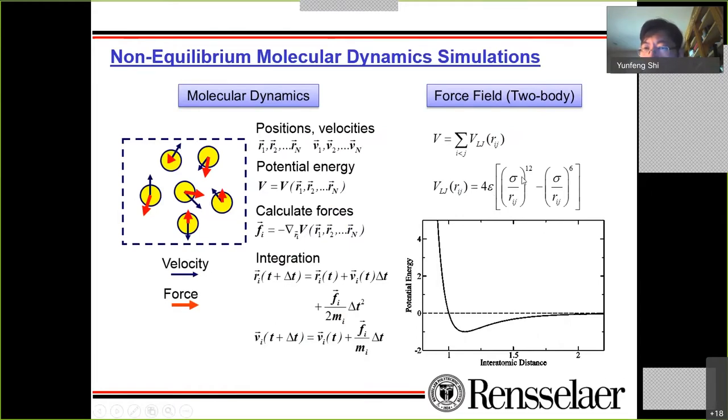Sigma gives you the length: sigma over the distance to the 12th minus sigma over r to the 6th. That provides the attraction. Epsilon provides the bond energy. When the atoms are really, really far apart, there is zero interaction. Then it prefers a specific length to have the lowest potential energy, and then we repel. So this is a rather simple pair-wise interaction.